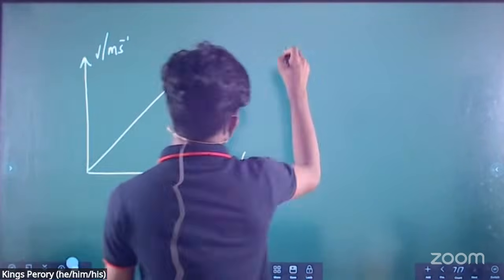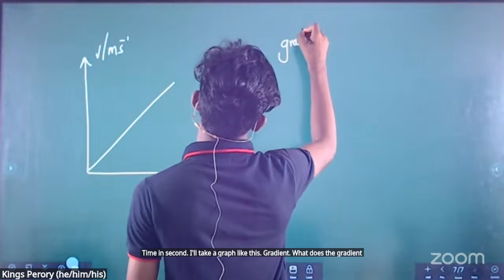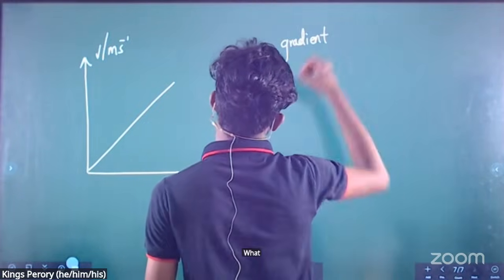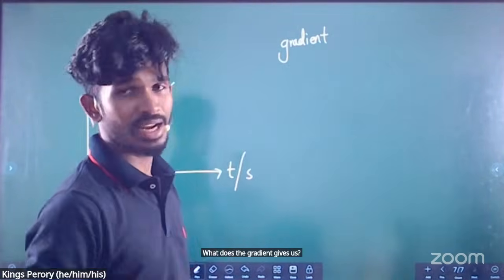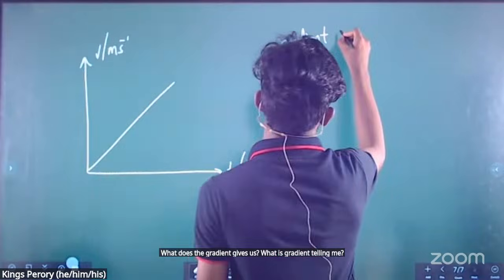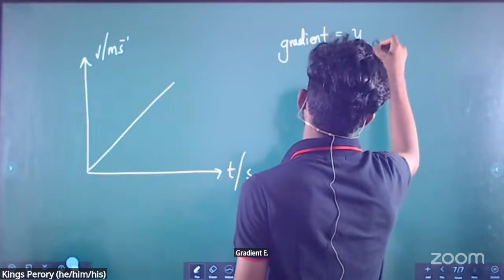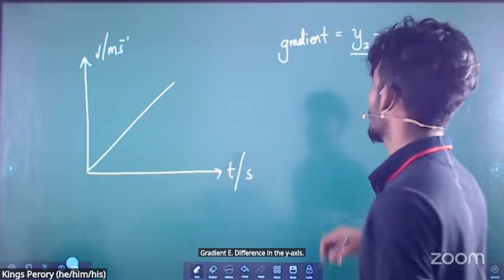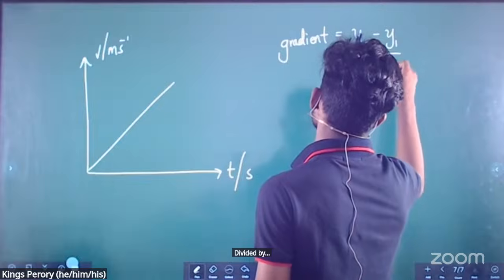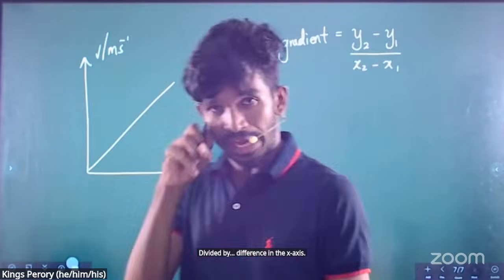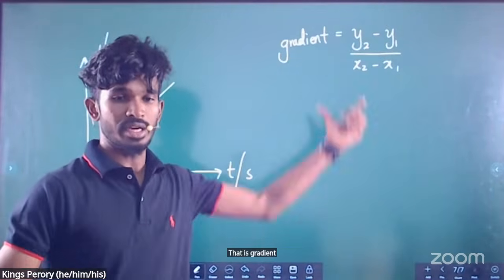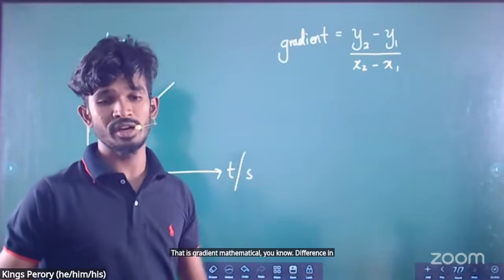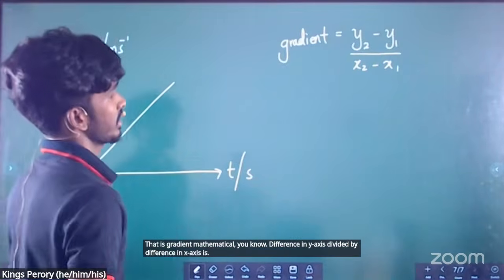What does the gradient give us? What is gradient? Tell me. Gradient is the difference in the y-axis divided by the difference in the x-axis. That is gradient, mathematically. Difference in y-axis divided by difference in x-axis is gradient.